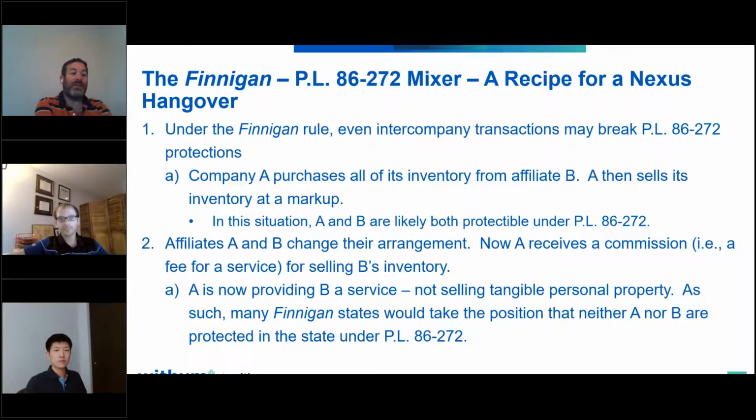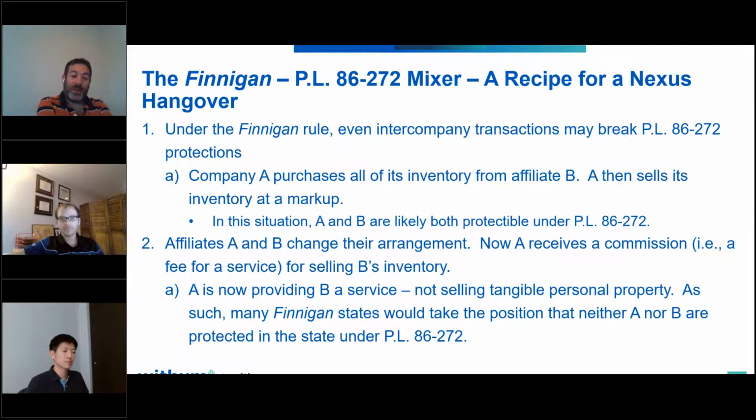So again, even under the Finnegan rule, even intercompany transactions may break Public Law 86272 protection. We see this all the time where, in situation A, company A purchases all of its inventory from affiliate B, and A then sells its inventory at a markup. Since A and B are only selling tangible personal property, they're both likely protected under 86272. But now A and B change their arrangement. So now A is receiving a commission, which is, let's face it, a commission sales agent receiving a fee for a service.